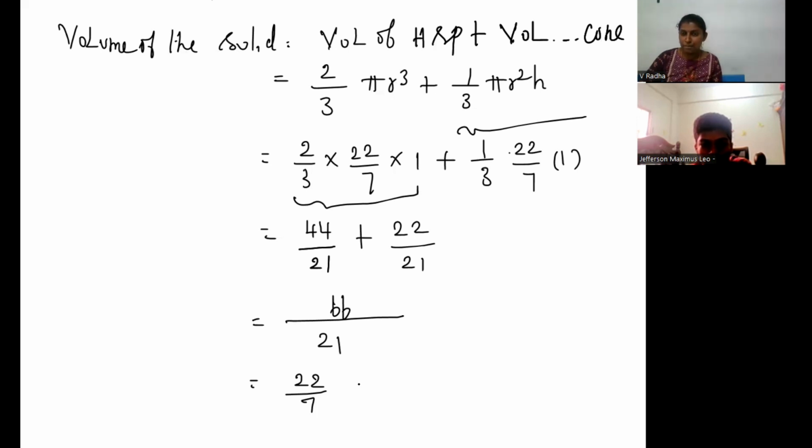Ma'am, pi. I asked for the unit. This is a volume. 22 by 7 is pi. Yes, correct. So what unit will come, square unit or cubic unit? Which unit will come?